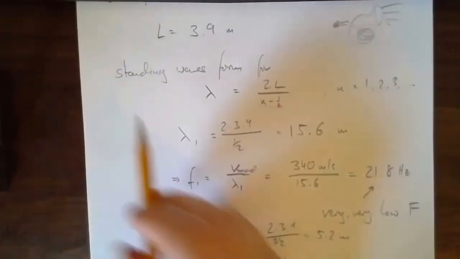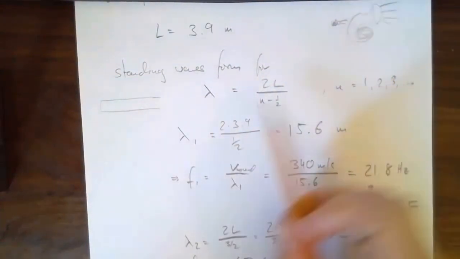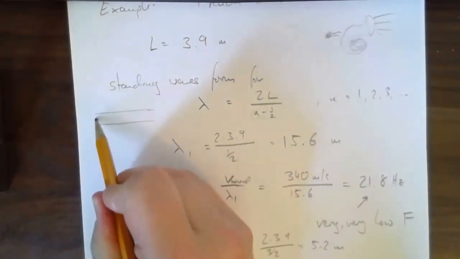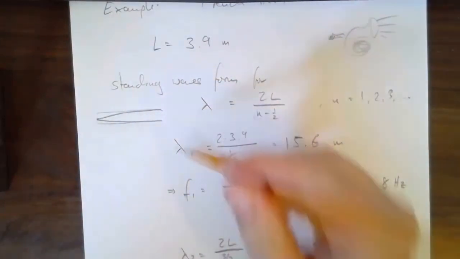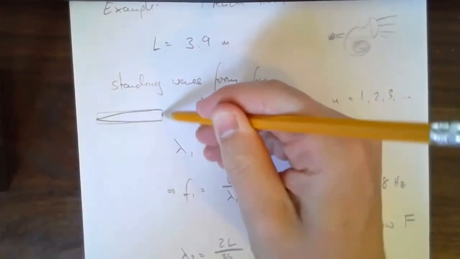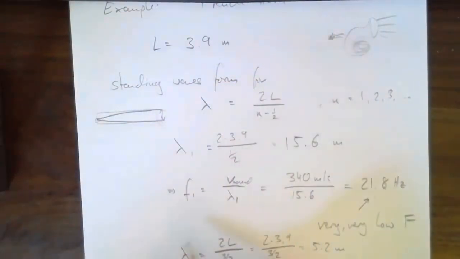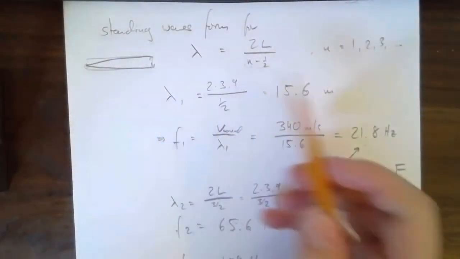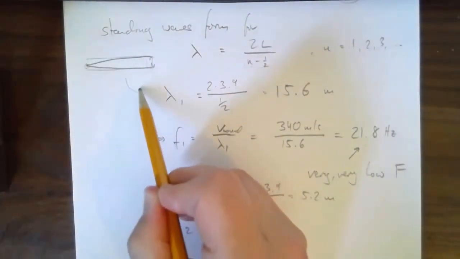Probably draw it too. So this is my tube. I imagine it's curled up like that, but I'm not going to draw this. It's closed here. Standing wave I'm going to get is going to look like this. It vibrates a lot here. This is open, right? This is a maximum vibration antinode. There's a node here. Now for the second, this is my first one. This is this one here.